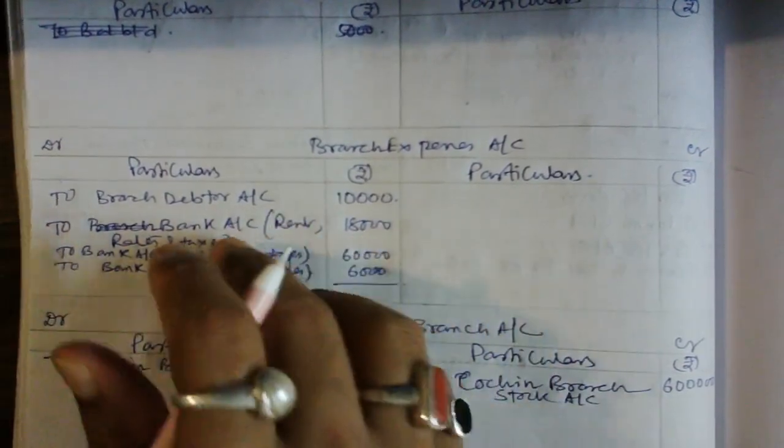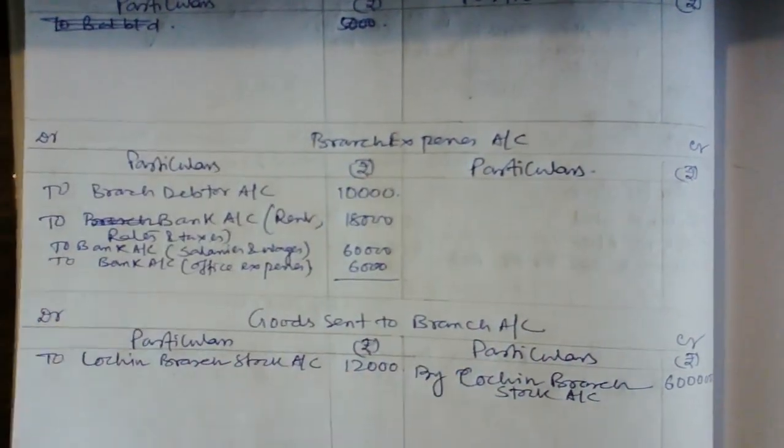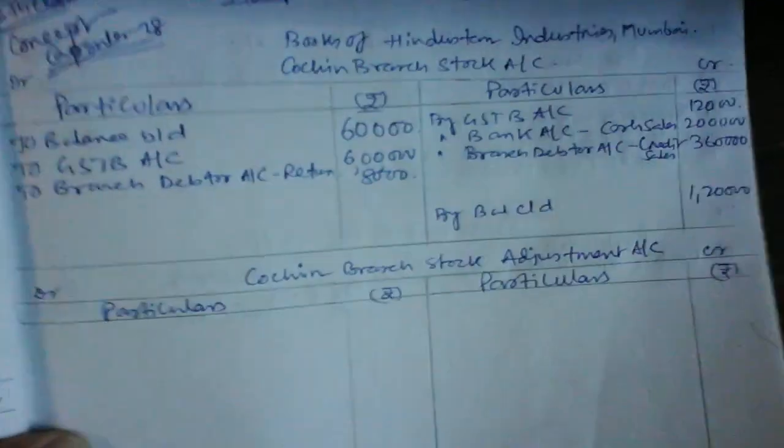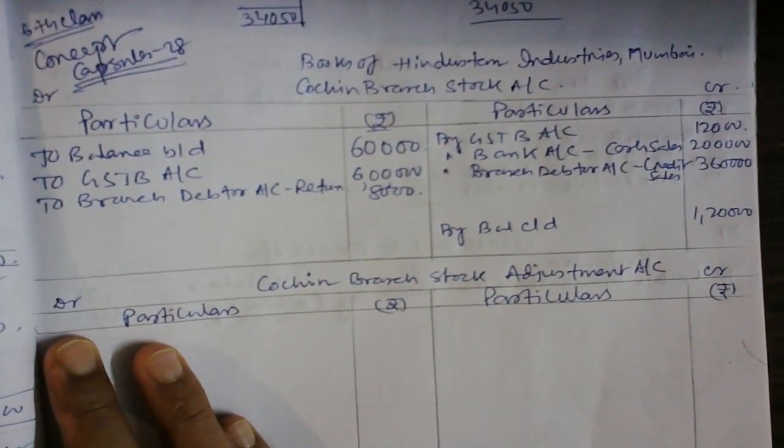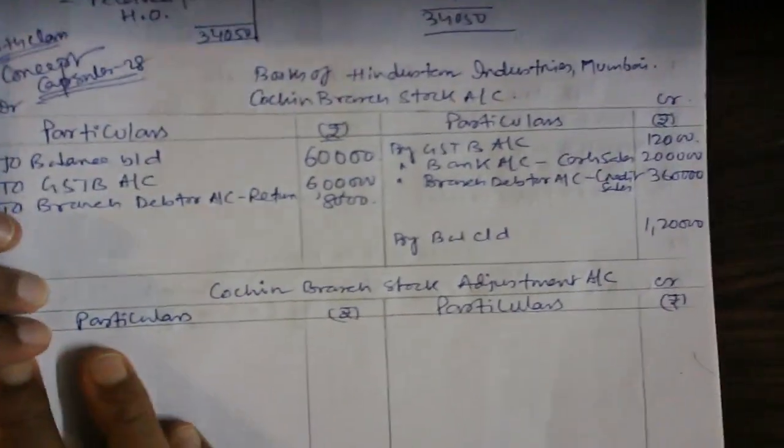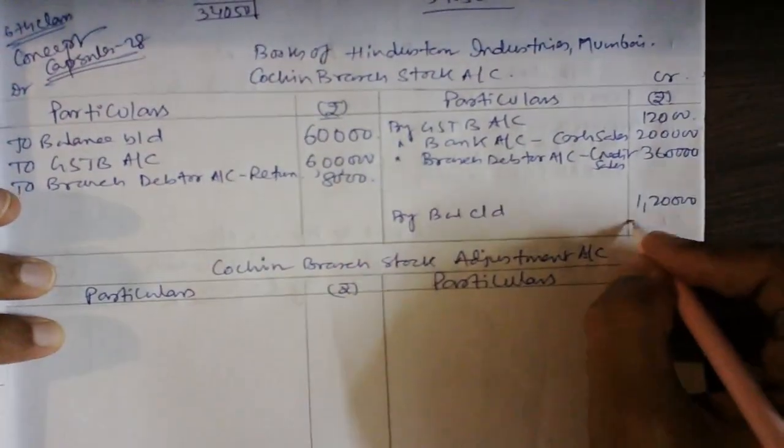So after this, sir, what we have, I think everything is completed. So now what we are going to do, first complete this account. We have completed all the entries, no entry is pending. So what we are going to do, close it.